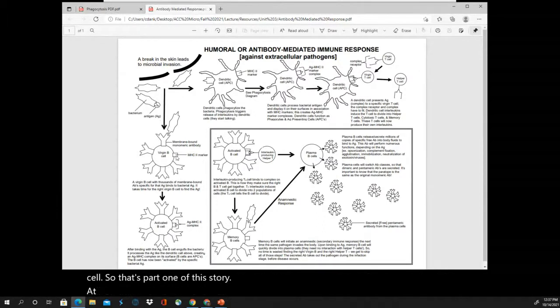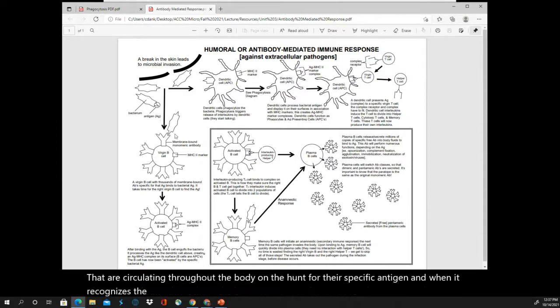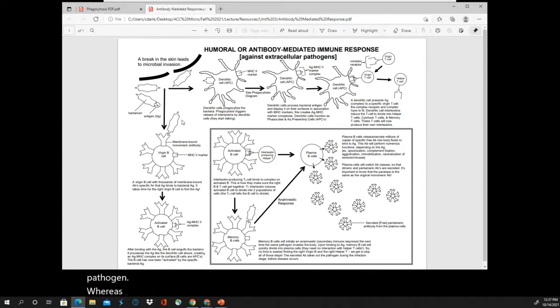At the same time, we have virgin B cells that are circulating throughout the body on the hunt for their specific antigen. And when it recognizes the pathogen, notice it is recognizing the entire intact pathogen. That's a big difference between B cells and T cells. B cells recognize the entire intact, undigested pathogen, whereas the T cell could only recognize the digested pathogen or the digested antigen. Okay, so we have our virgin B cell.